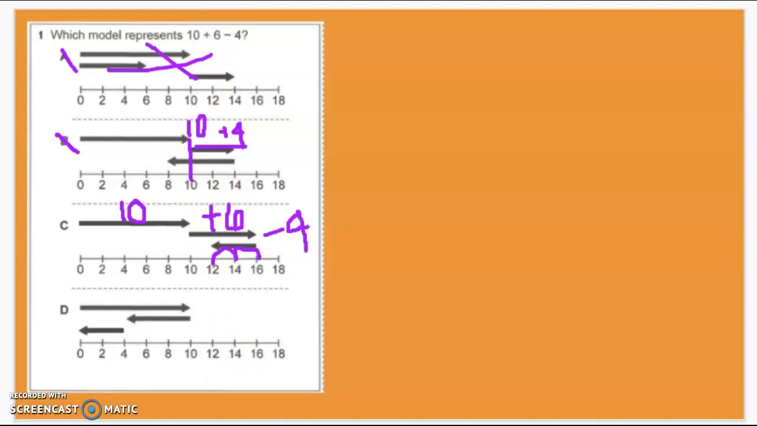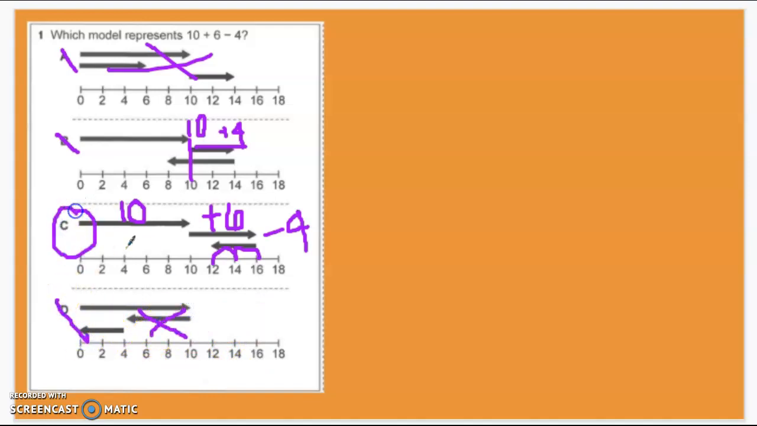But I am not going to stop here. I'm going to look at my last answer choice because I can make mistakes. So let's look at this last one. Again, I need to have a clear 10 plus 6. So I go 10, that one works, but then it goes backwards. This number line does not add plus 6. So it goes backwards, it starts subtracting already, and that makes this wrong.